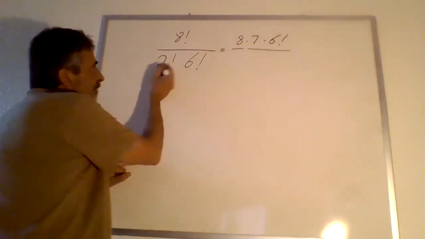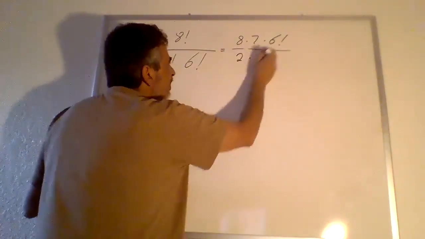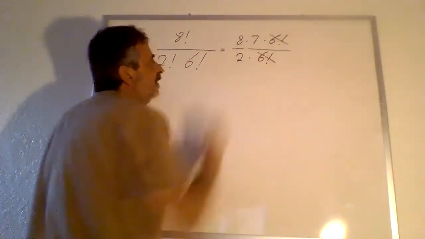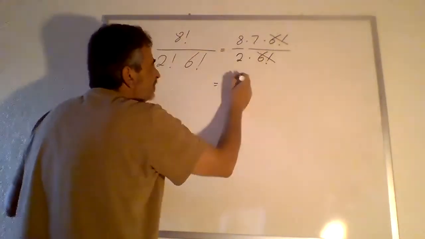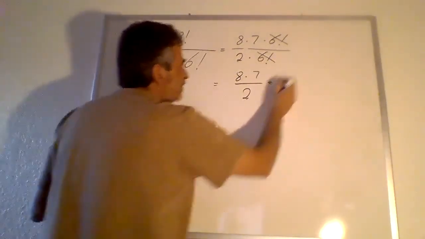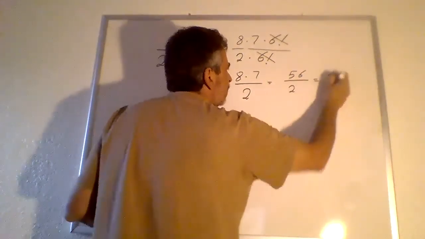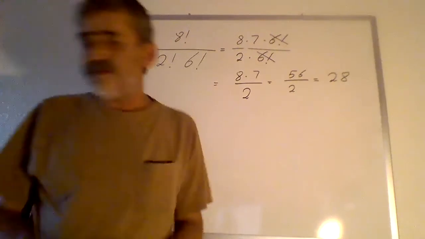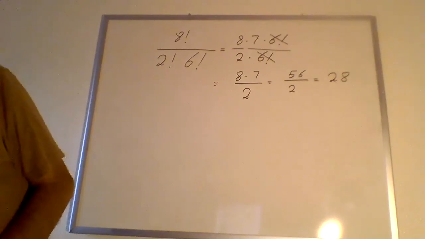Now on the bottom, 2 factorial is simply 2 times 1, which is 2, times 6 factorial. So now we can see that the 6 factorials cancel out. So that's going to give me 8 times 7, divided by 2, which is 56 over 2, or simply 28. So this is basically how we use simplification of factorial without using the calculator.